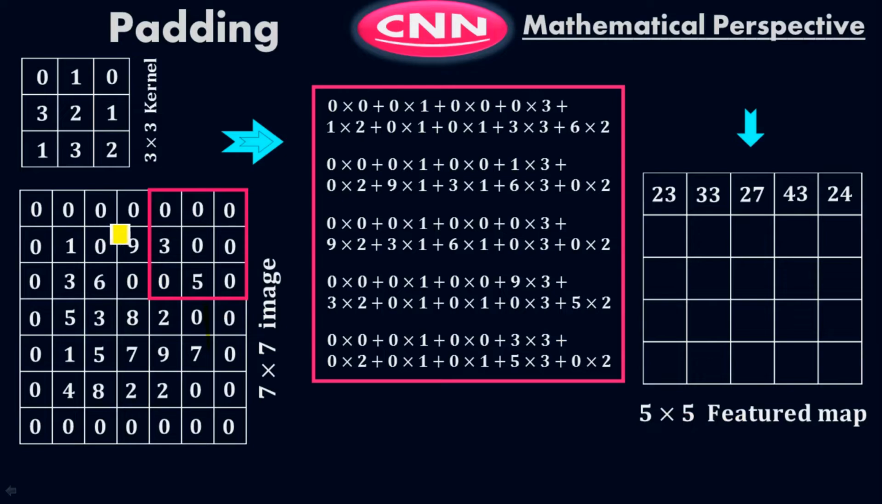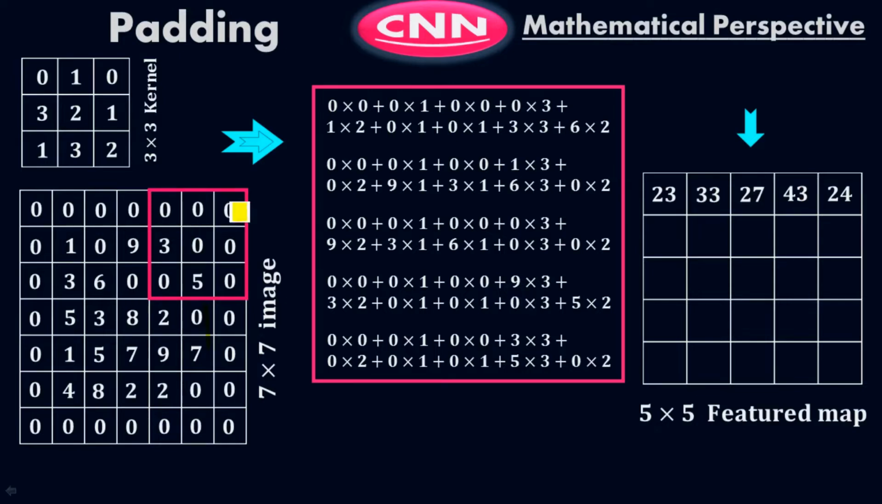Remember, my original image dimension is from here up to here, it is 5 by 5. So we'll get exactly the same 5 by 5 dimension of the feature map, which is the new version of the original image with all the existing features in the image. You are going to preserve all the features with the help of the padding.